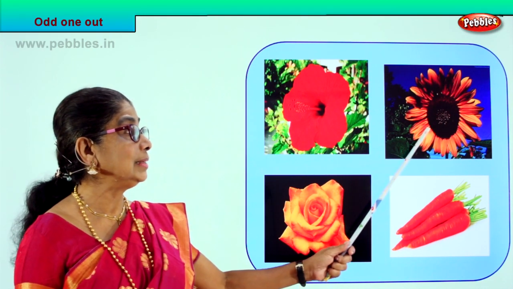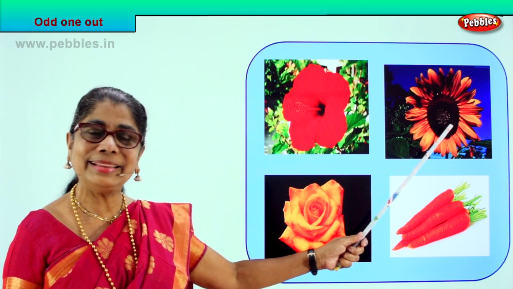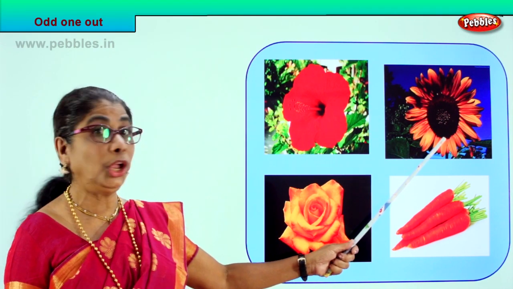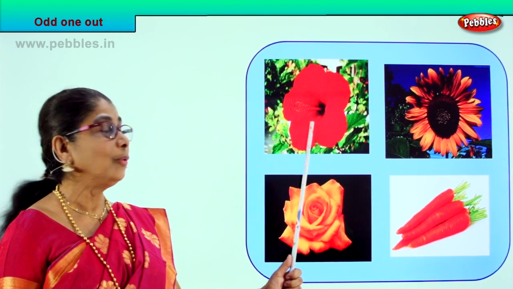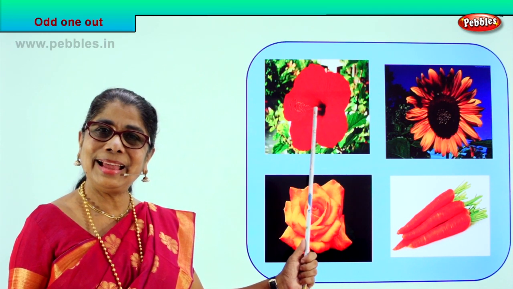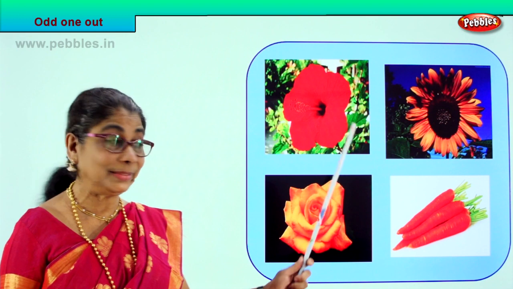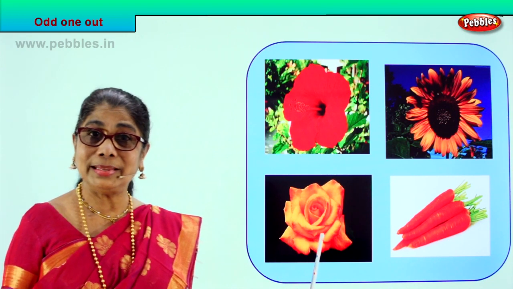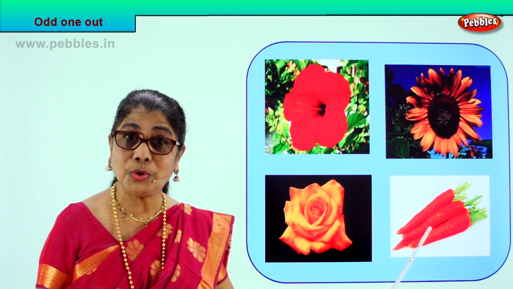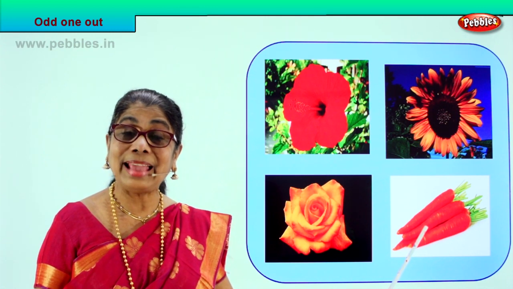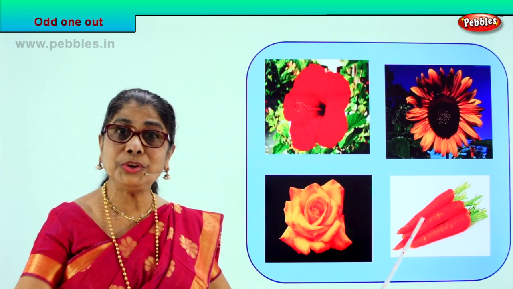What is this? Flower. Can you name the flower for me? Very good. It's a big flower. Sunflower. Huge flower. Okay. What flower is this? Nice red, beautiful one. Hibiscus. Good. And then what flower is this? Rose. Good. What is this beautiful orange thing here? Carrot. What is a carrot? Carrot is a vegetable. Very good.